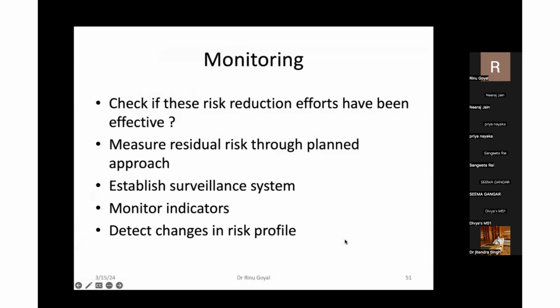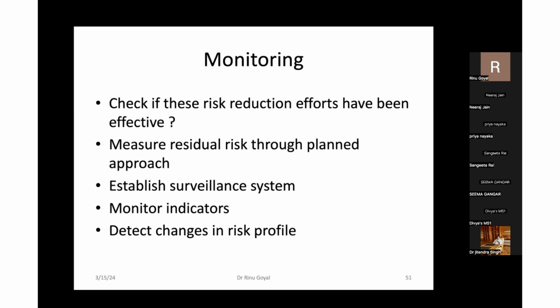And then finally, number six, risk monitoring. Now, for the action plan which we have developed and are going to implement, before implementing it finally, just do a PDSA first: Plan, Do, Study, Act. When we do this PDSA sample, we can check whether the method is correct or not, whether it is going to help us or not. So check if these risk reduction efforts have been effective or not. Measure the residual risk. Was it according to the planned approach or not? Is the residual risk more than what we had expected? If it is, take some more action.